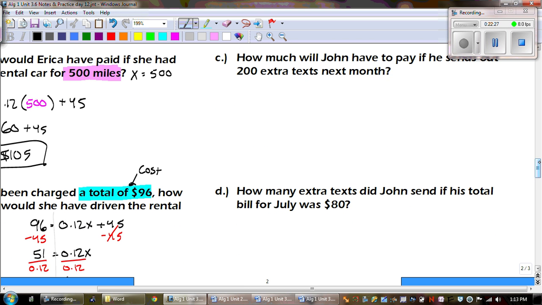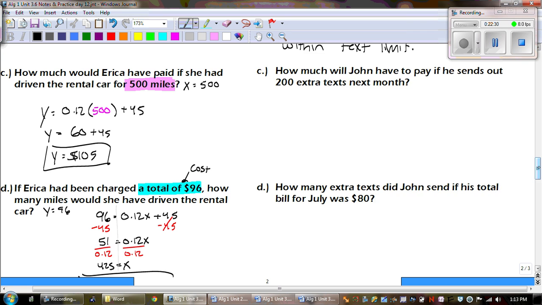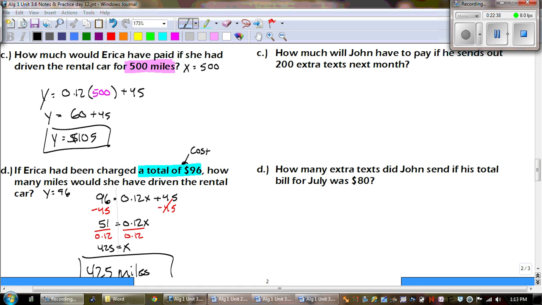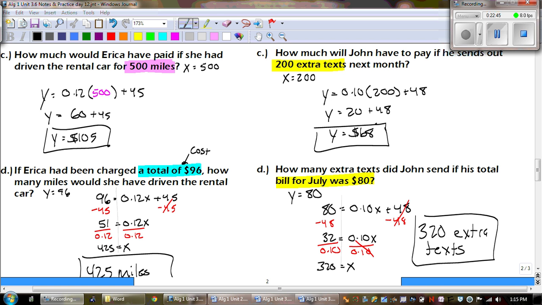Okay? Now, C and D, I'm not going to give you guys any help. You need to figure those out yourself, so go ahead and pause the video, and when you start it back up, the answers will be here. Good luck. Okay, so we get that y equals, for C, y equals $68, and for D, that John sent 320 extra texts.